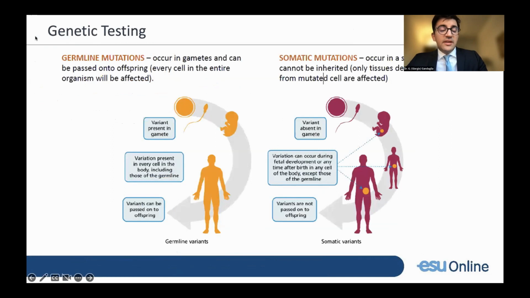When we talk about genetic testing, we should also know that we have germline mutations and somatic mutations. Germline mutations typically occur in gametes and can be passed onto the offspring, and they are present in every single cell of our body. On the other hand, somatic mutations occur in single body cells, and they are typically occurring in prostate cancer cells, for example.